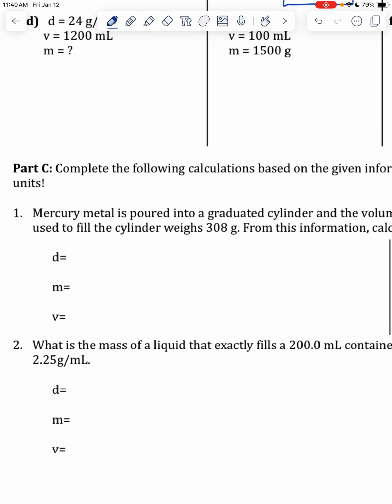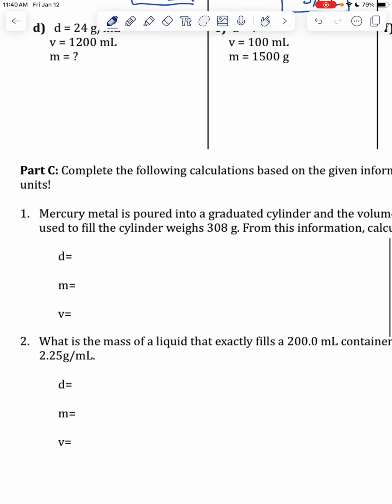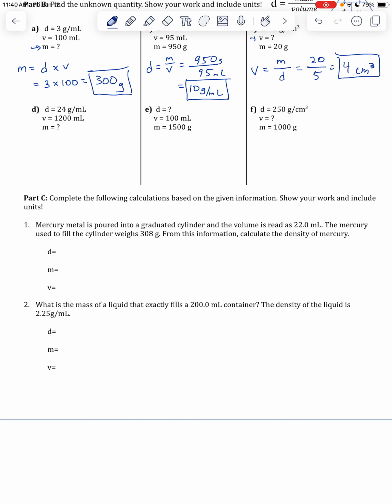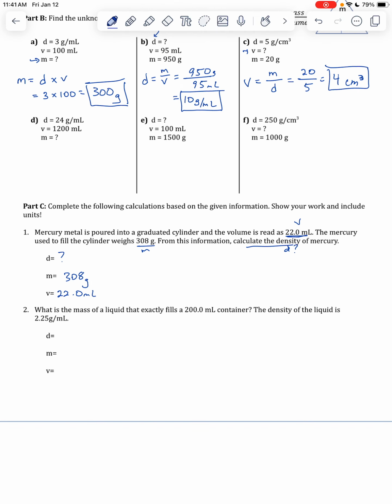Something like part C, I'll help you set the first one up. You're looking for those units to make sure you know what you're looking for and what you don't have. Mercury metal is poured into a graduated cylinder. The volume is read, so this is V. So we have 22 milliliters. And the mercury is used to fill the cylinder. That weighs 308 grams. And then I want to calculate the density. So that was mass. Density is what I don't know. So I'm going to use that information and solve like I did above.